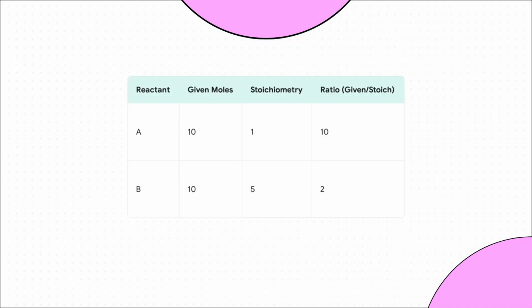So how do you find the limiting reagent with math? It is so simple, I promise. It's 2 steps. For each ingredient, your reactant, you take the moles you have and divide it by its recipe number, the coefficient from the balanced equation. So here, reactant A gets a score of 10. Reactant B gets a score of 2. And the rule is simple. The smaller number wins. B is our limiting reactant. The whole reaction will grind to a halt as soon as all of B is used up.